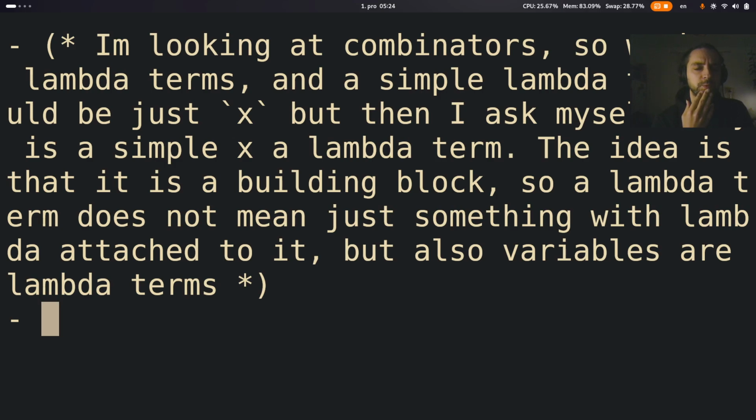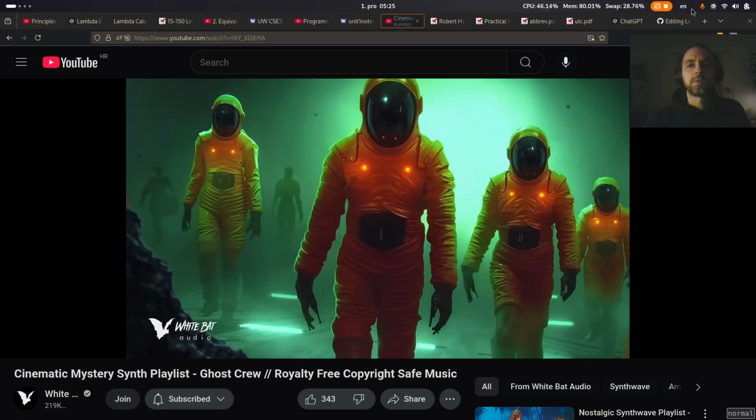So a lambda term would be just a variable. So yeah, I first thought that a lambda term would be something that would have a lambda to it, but that's not true. That's not true.